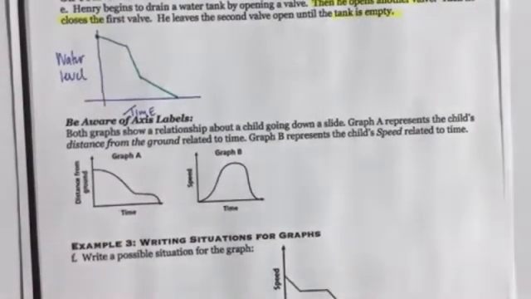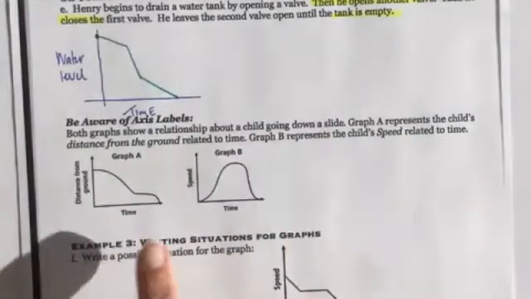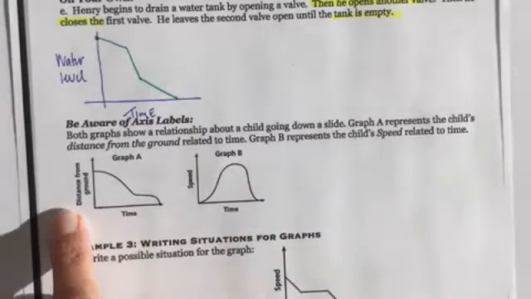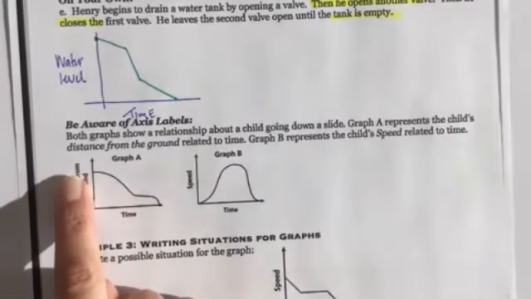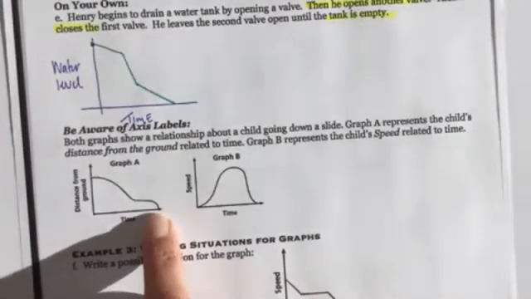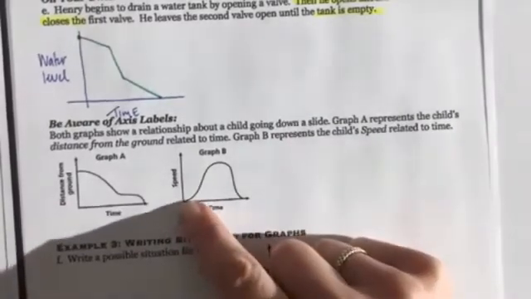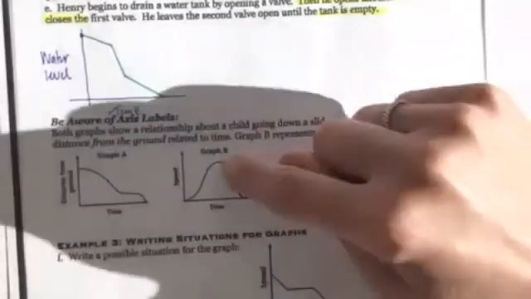Okay, so the other little things that I want you to be aware of, like I've already been saying, is be aware of your axis labels. Both graphs show a relationship about a child going down the slide, but graph A represents time and the distance from the ground. So this one starts really high up because he's further away from the ground. And then at the end of his sliding experience, he's at the ground. The other graph represents the speed.